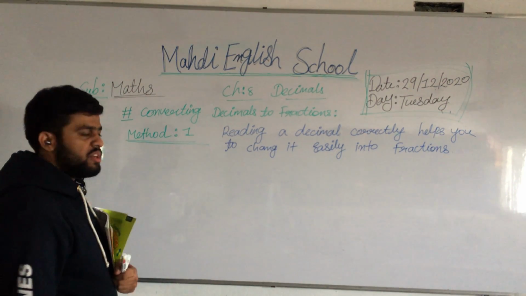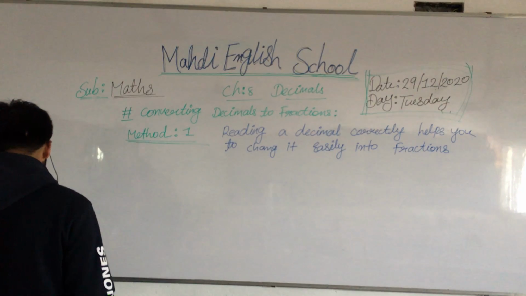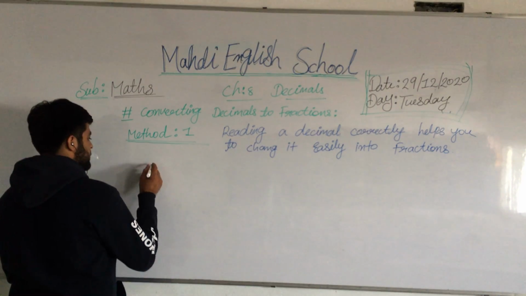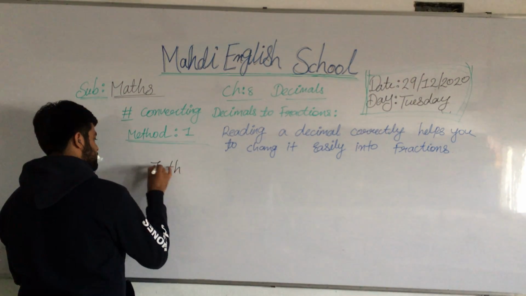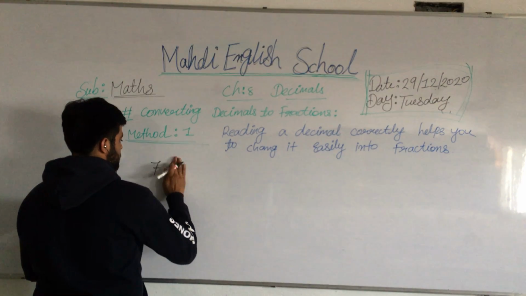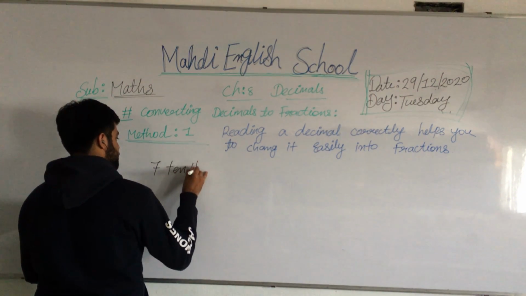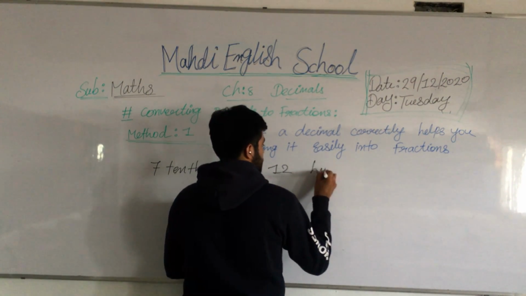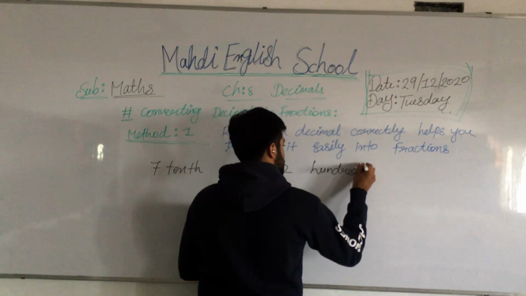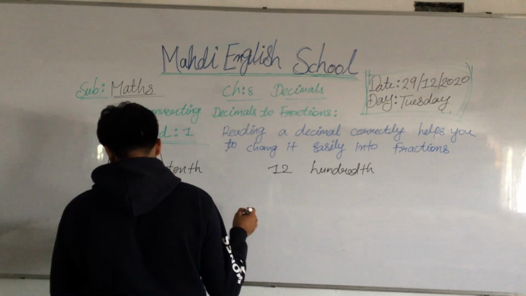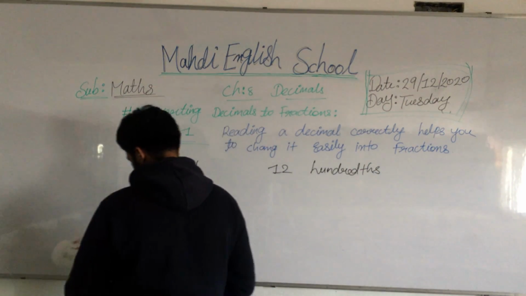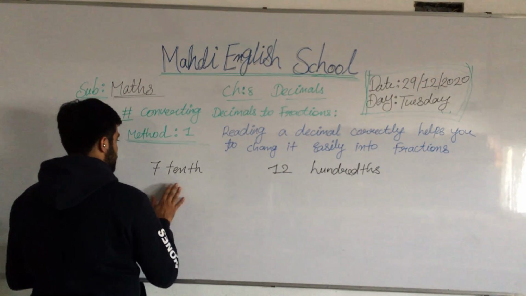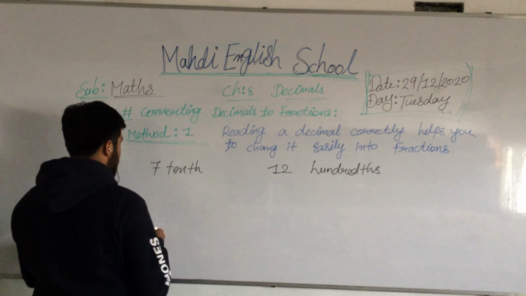Got my points, my dear students? We have done method number 1, but how is it possible? It is possible in this form: 7 hundreds. Okay, hundreds. So how do we write it, my dear students? 7 upon 10, we have to write it like that.